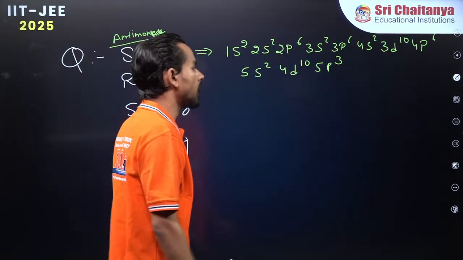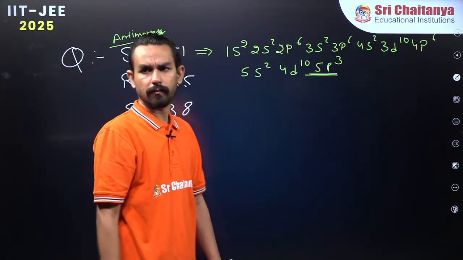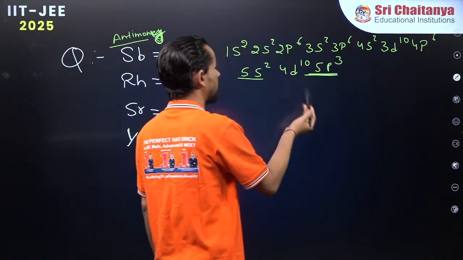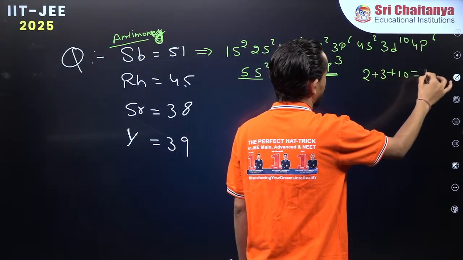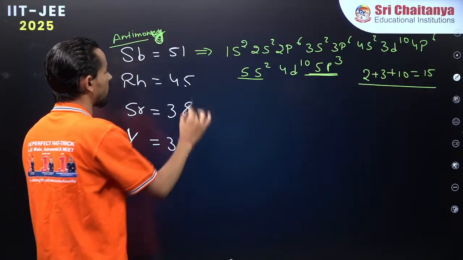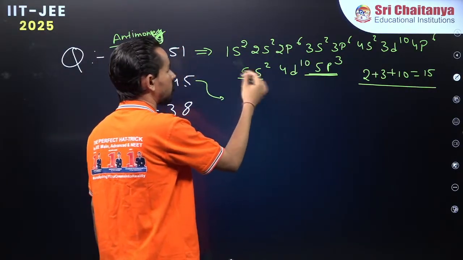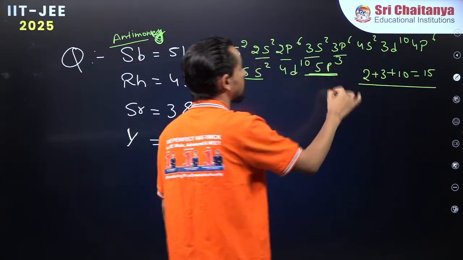So it is a p block element. The outermost electron is going in p, so p block, and for p, ns plus np plus 10, so 2 plus 3 plus 10 is equal to 15. Now rhodium 45.